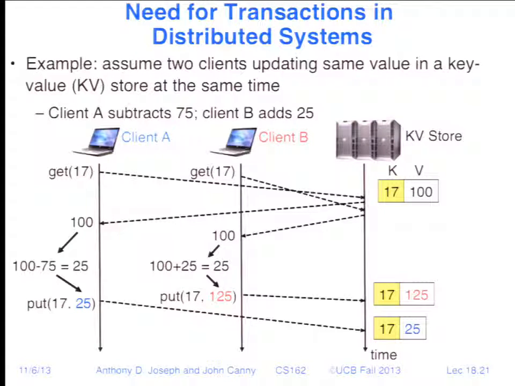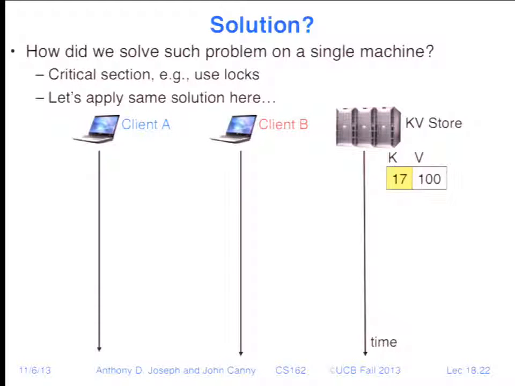from either ordering. One transaction's decreasing the amount by 75, the other one's increasing by 25. So the net result, if these happen sequentially, should be 50. But in fact, one transaction completed successfully and the other one basically was overwritten. So it's as though client B's write never happened. So unless we're careful about locking, just as with locking on a sequential machine or on a single machine, you can get problems. All right, so client B's update was lost, it was overwritten.